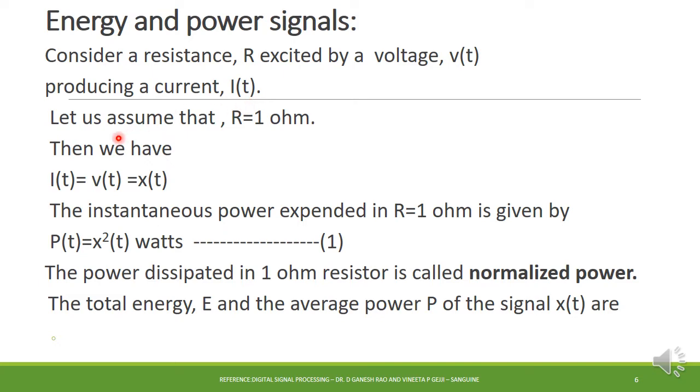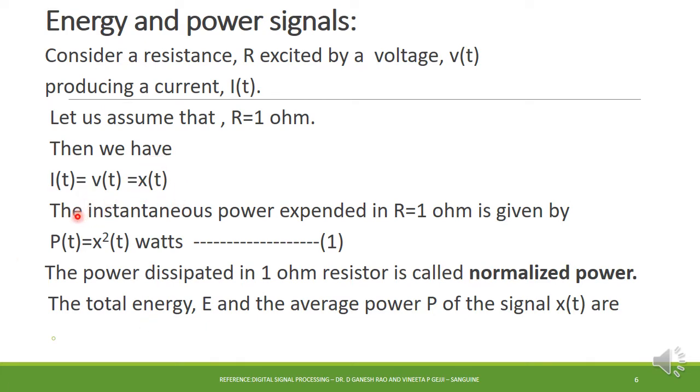Here let us assume that R is equal to 1 ohm. If R is equal to 1 ohm, then the current and voltage are the same, and we take that as x of t, our signal. I of t is equal to V of t. When R is equal to 1 ohm, the voltage is equal to x of t.